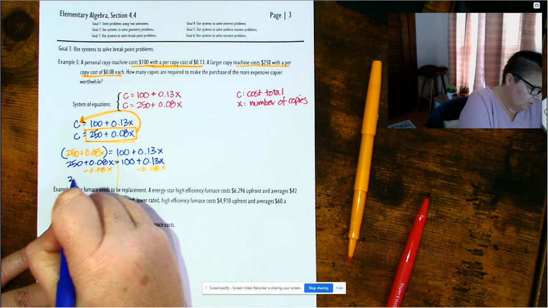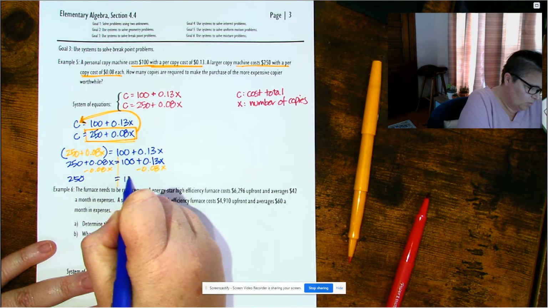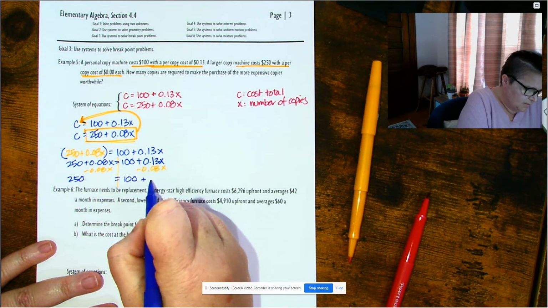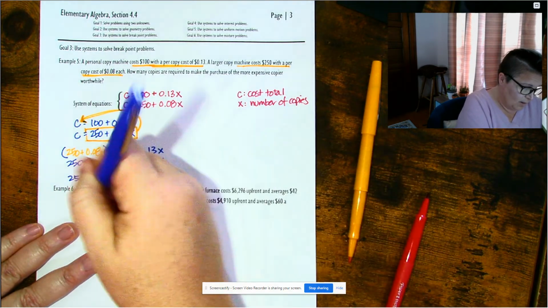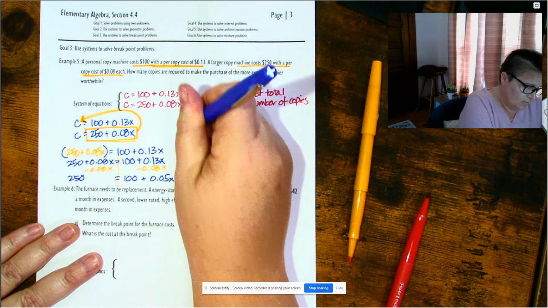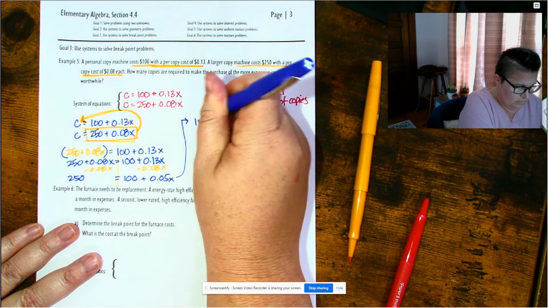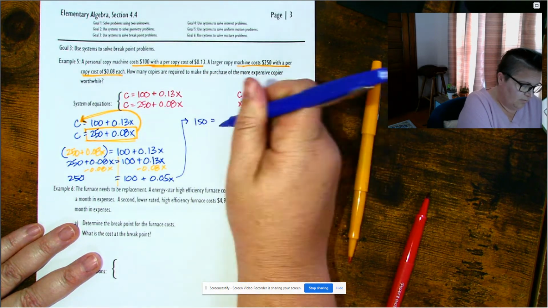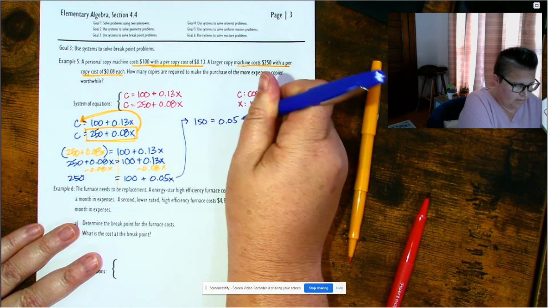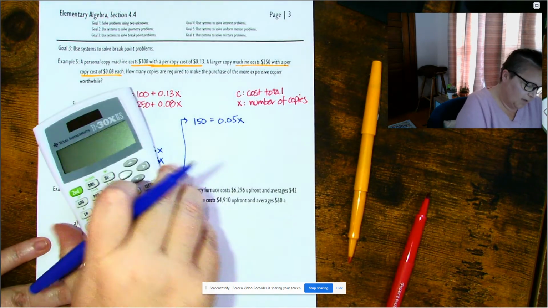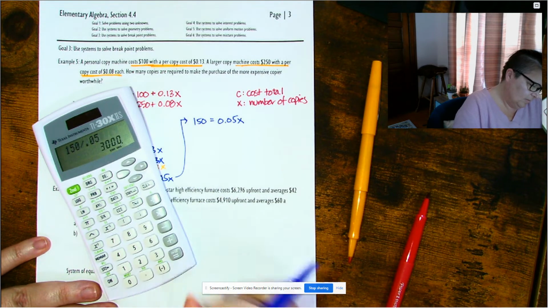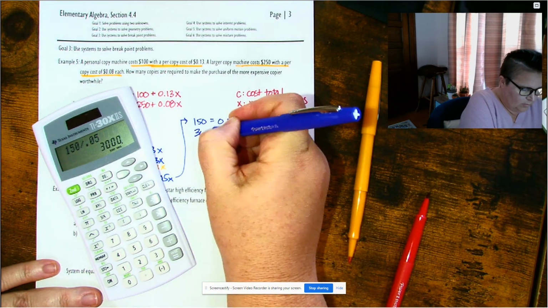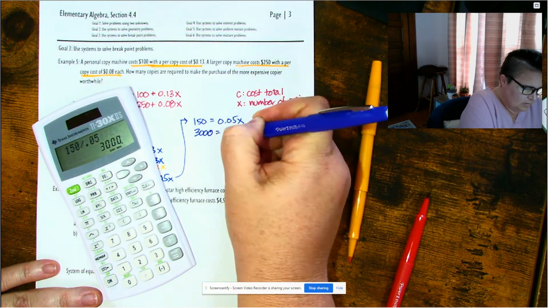And that's going to give me 250 is equal to 100 plus 0.05x. Now I'm going to subtract 100. So I'll have 150 is 0.05x. And I'm going to divide 150 by 5 cents. And I get 3,000 is x.